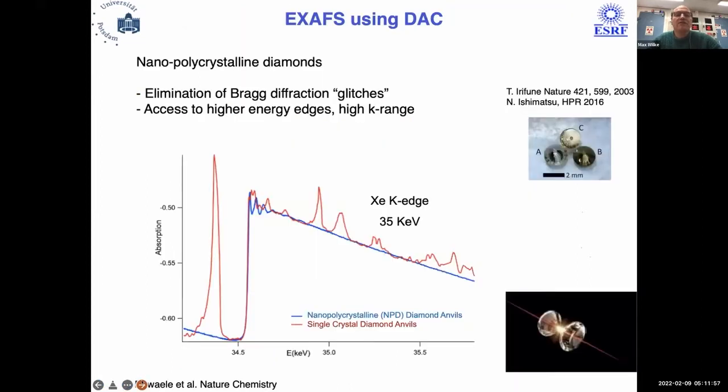So next slide. A further problem that you encounter when you want to do real X-ray absorption spectroscopy, especially EXAFS, is that EXAFS is not possible at high energies with normal diamond anvils, so single crystal diamonds. You would end up with a spectrum shown here for the xenon K edge at very high energies, which is basically dominated by diffraction glitches, as we would say in spectroscopy. This was solved thanks to the invention of nanopolycrystalline diamonds by the group of Tetsuo Irifune in Japan. With these anvils, you end up with a spectrum that is really nice and smooth and only contains information from the actual sample. This is actually the only way to really get high quality EXAFS data.